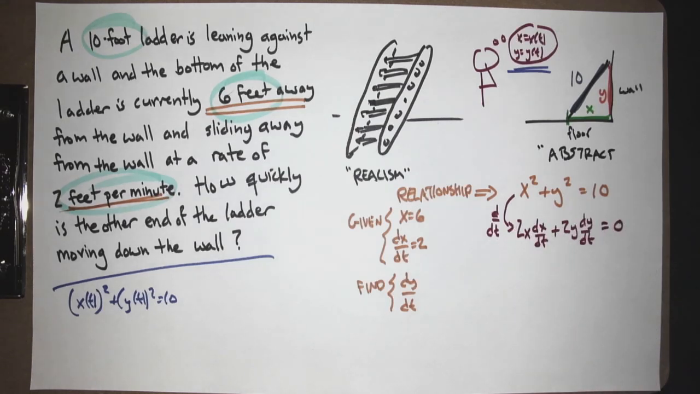Could we also write like x prime instead of dx over dt? You could, as long as you understood what you meant by x prime, and it was clear. Okay. All right, so what comes next?